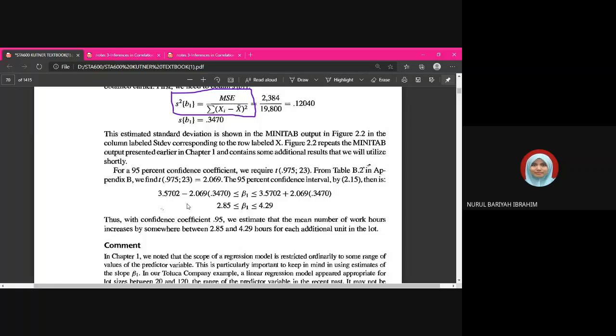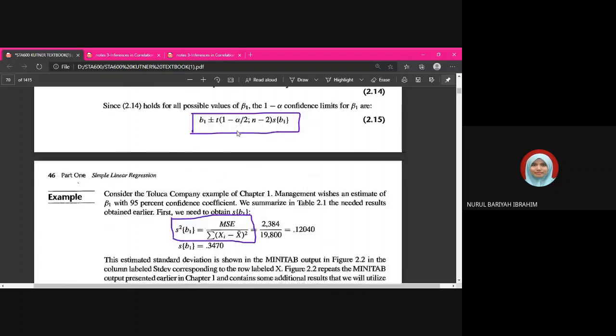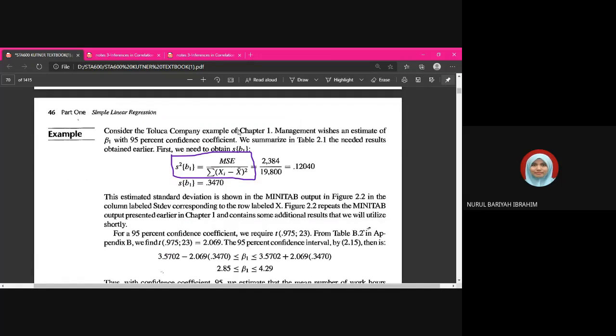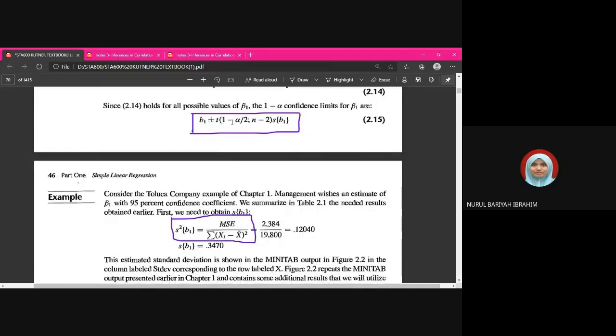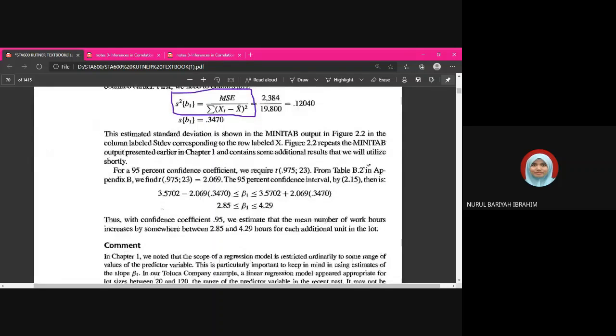Cuma you kena transform sikit lah dia punya formula of confidence interval ni. Kalau nak guna table merah, kat sini will be t alpha over 2 and n minus 2. So you boleh check kalau guna table merah dan juga kalau guna table kat belakang ni, jawapannya sama, 2.069.